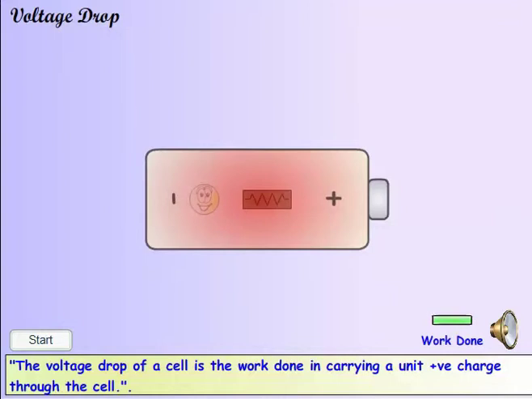The voltage drop of a cell is the work done in carrying a unit positive charge through the cell. So, the voltage drop is the difference between the EMF and the terminal voltage.